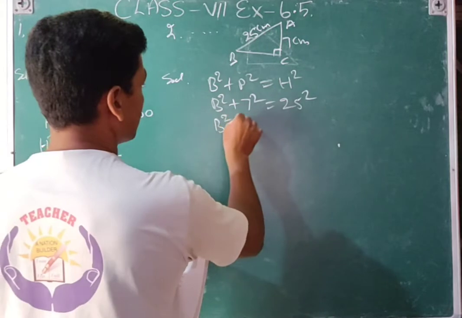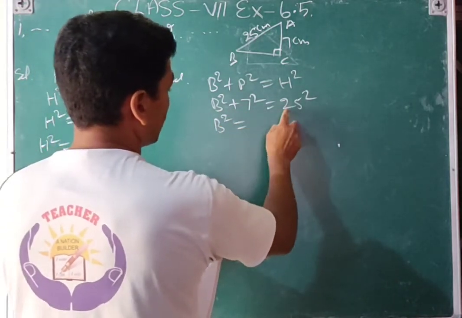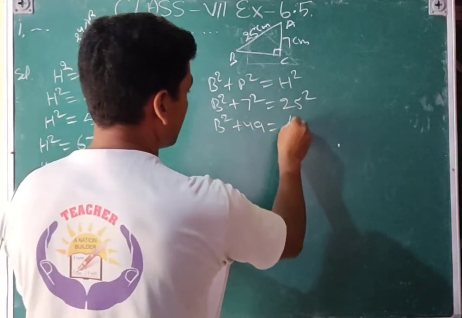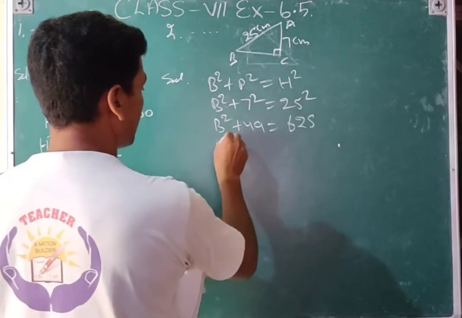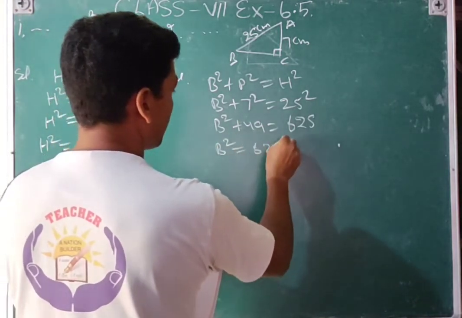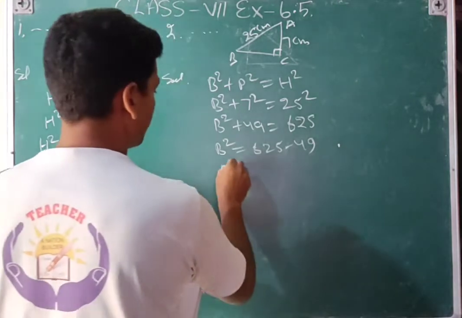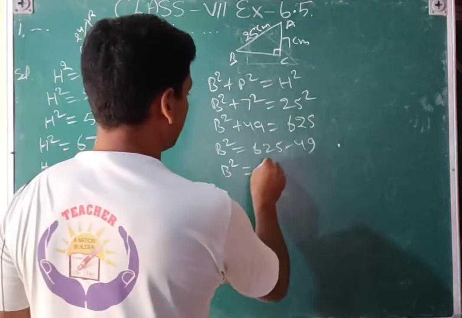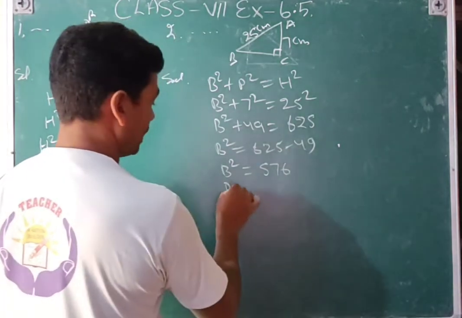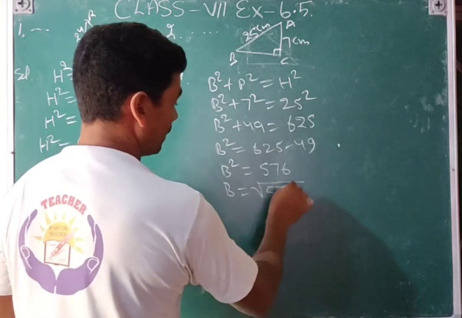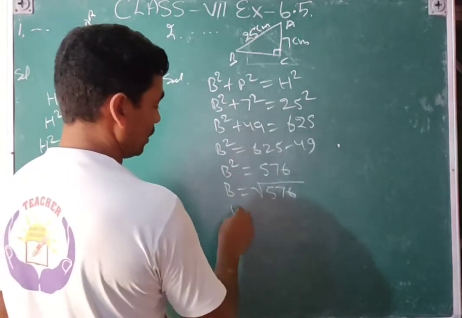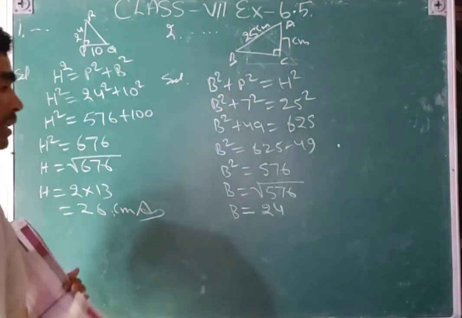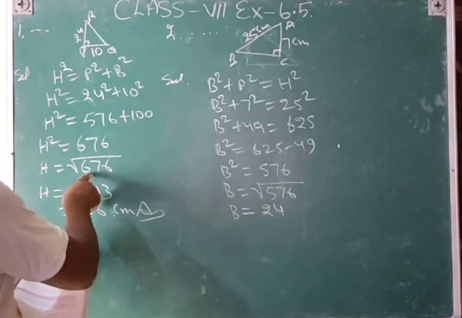So B square is equal to 625 minus 49, since 7 times 7 is 49 and 25 times 25 is 625. So B square is equal to 576. So B is equal to under root 576. So B is equal to 24. The square root of 576 is 24. You can find it out like this.